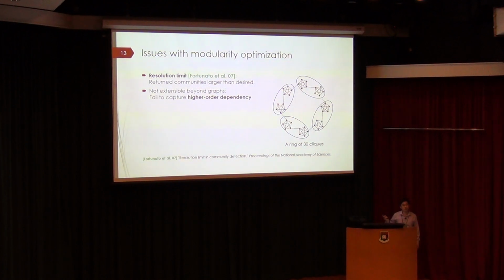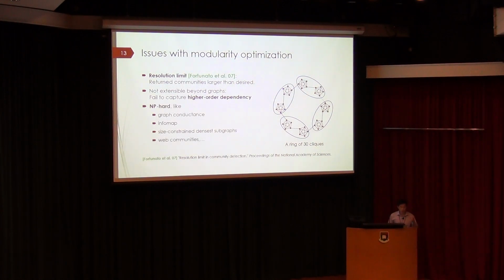Another problem with modularity score is there seems to be no direct extension of the score to higher order network models. So for example, hypergraph. How do you extend the formula to hypergraph? It is not clear, okay? But then high order dependency are often found in real-world networks. So the question is, how do you apply the solution to real-world networks?